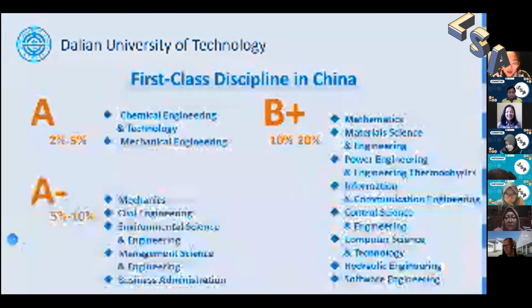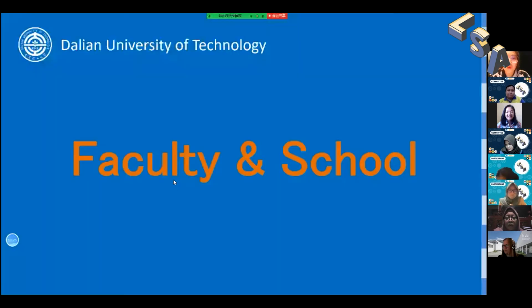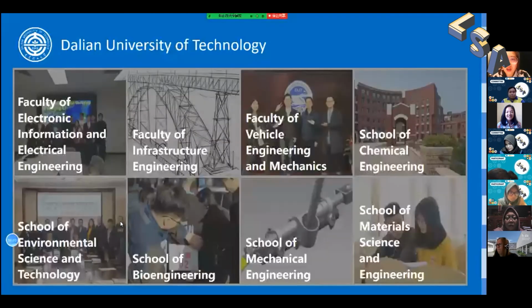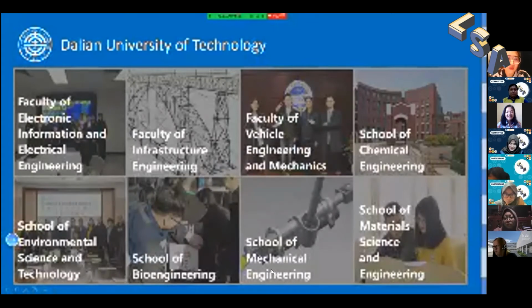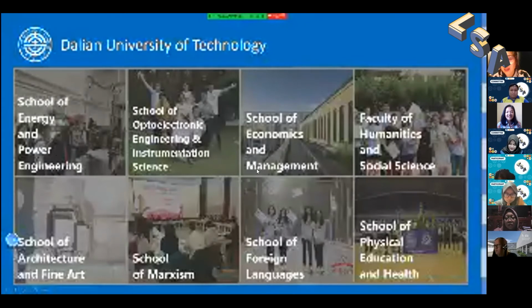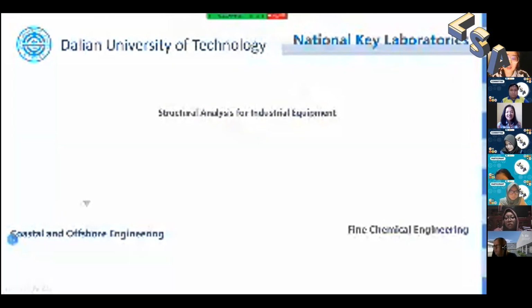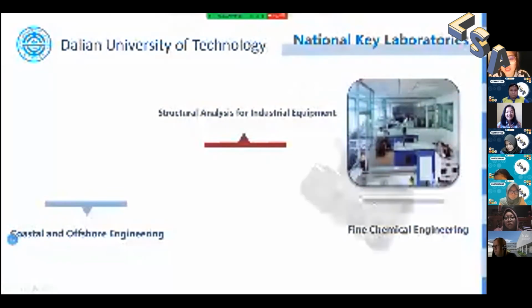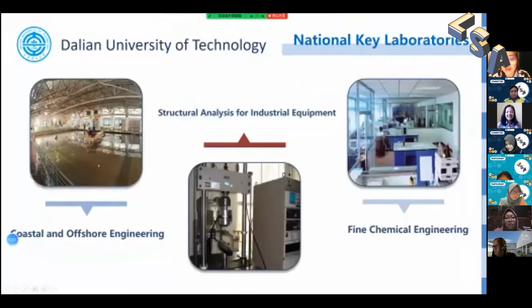And then comes to the faculty and school part. So we can see there, like chemical engineering, engineering and mechanics, bioengineering, mechanical engineering, and so on. So you can see the picture here. Power engineering, economics and management, humanities and social science, foreign languages, architecture and fine art, and so on. Here. And besides, we have 3 national key laboratories: coastal and offshore engineering, structure analysis for industrial equipment, and fine chemical engineering.